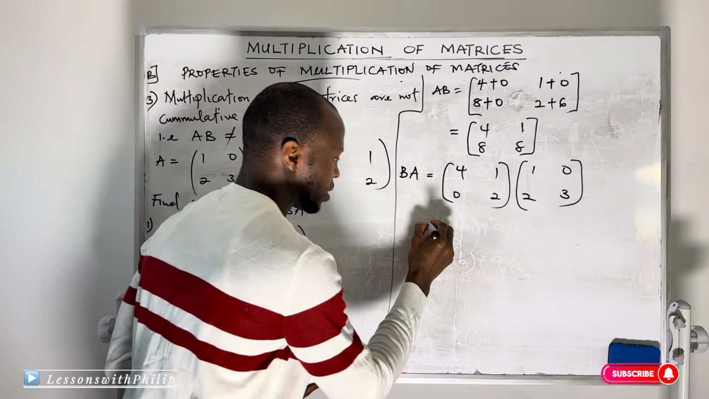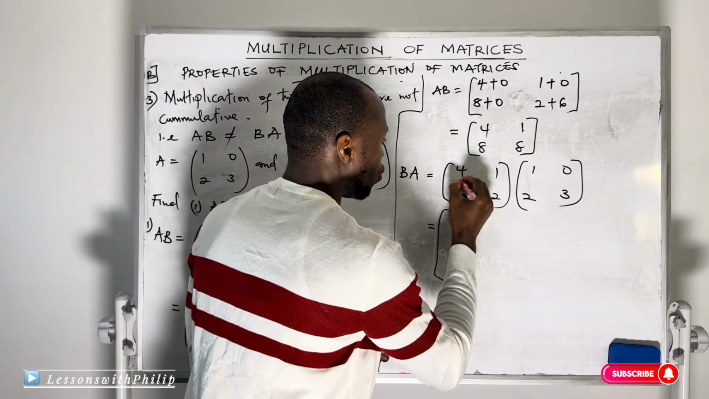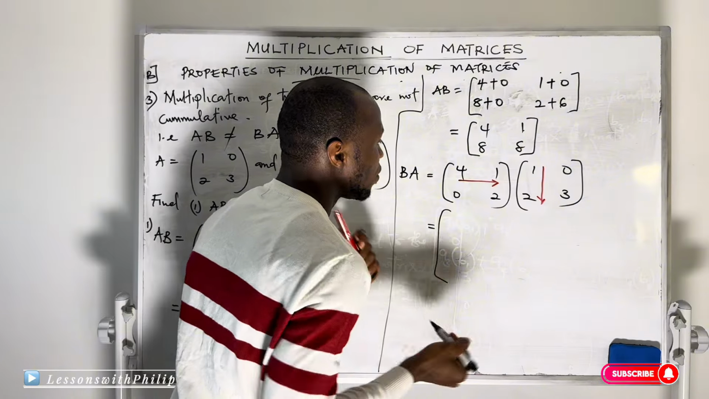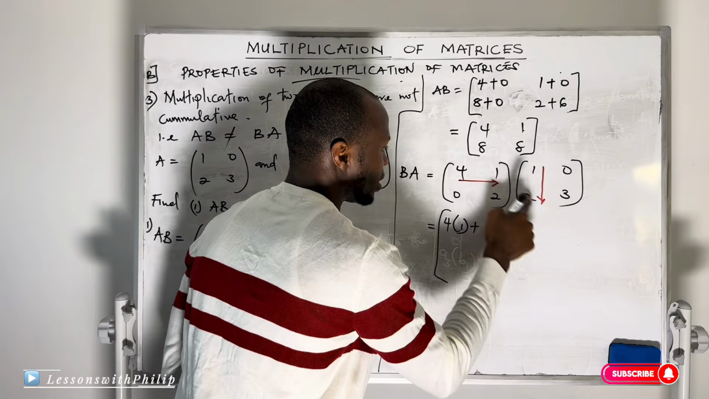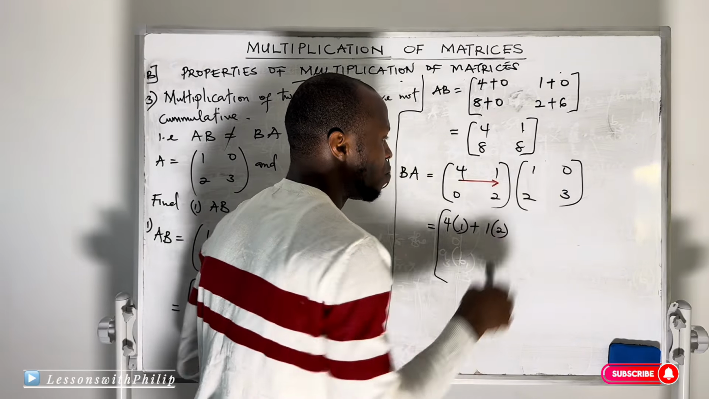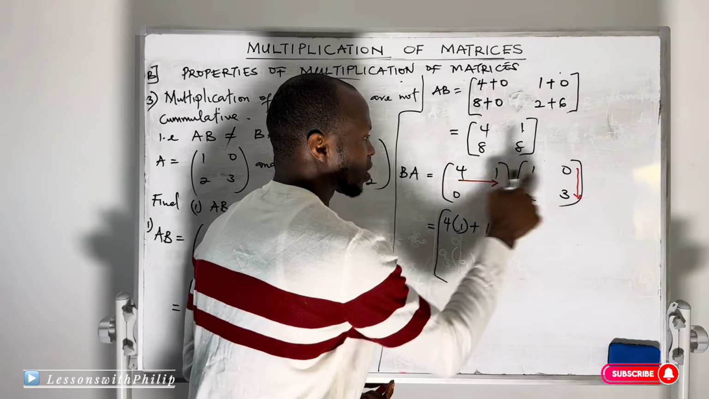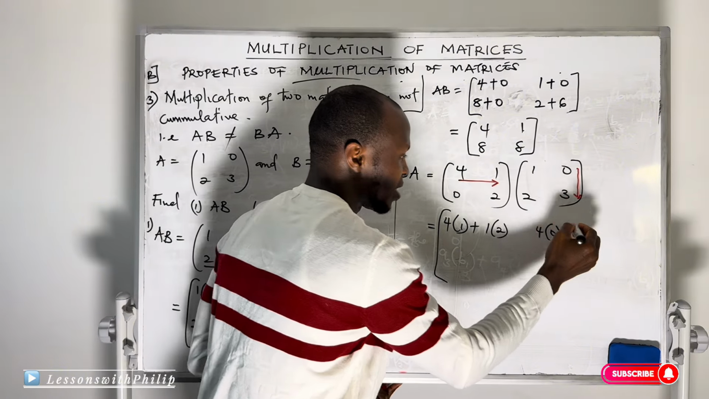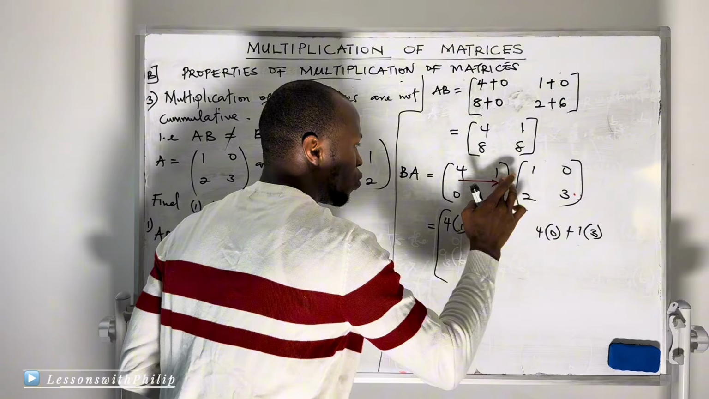Now, how do we do that? What you do is you open your bracket, the row will multiply the first column, and that will be 4 times 1 plus 1 times 2. Okay, that same row will multiply the second column. And the second column is what? 4 times 0 plus 1 times 3. Okay? Now we'll go to the second row.